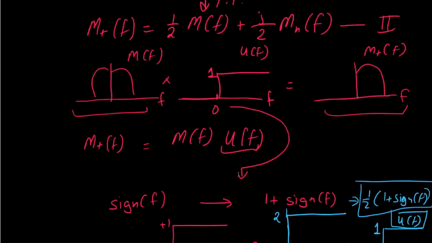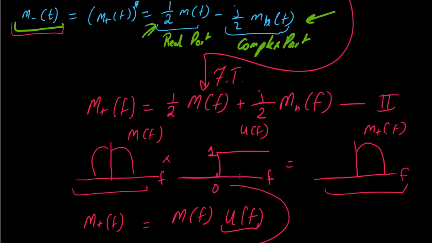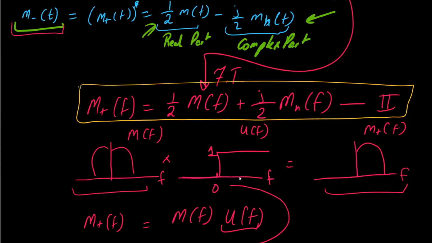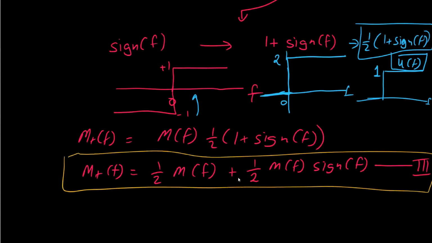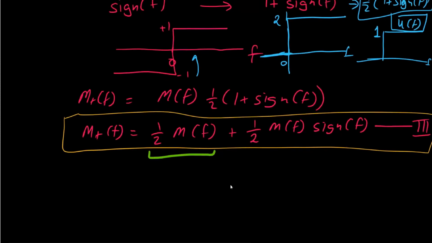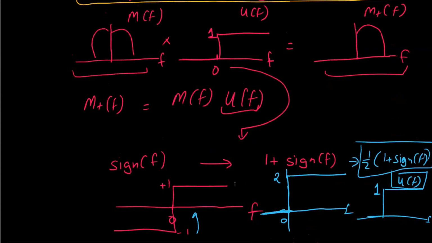So now we have two expressions of m plus of f. The first is expression number 2, that m plus of f is equal to 1 by 2 m of f plus j by 2 m h of f. And the second expression is m plus of f, which is equivalent to 1 by 2 m of f plus 1 by 2 m of f sine of f. If we equate these two together, this 1 by 2 m of f would cancel because it is appearing over here.